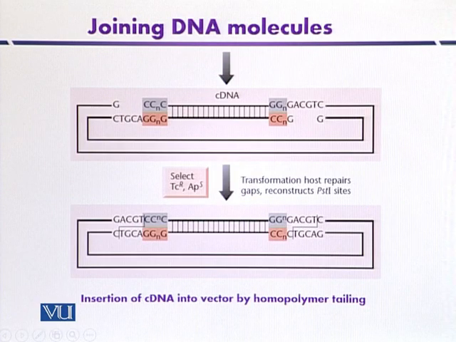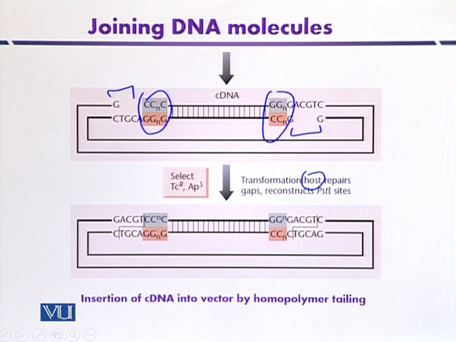Now these two sources of DNAs, from the vector and the cDNA, are mixed together. Because of complementarity of the homopolymer tailing, they will join together. Cytosine will pair with guanine here. And a few gaps will be created that may be bridged when we transform it into a suitable host organism. So when we introduce it to the host organism, the host repair machinery will bridge the gaps in the transformant DNA.